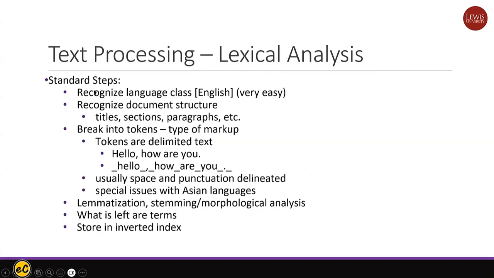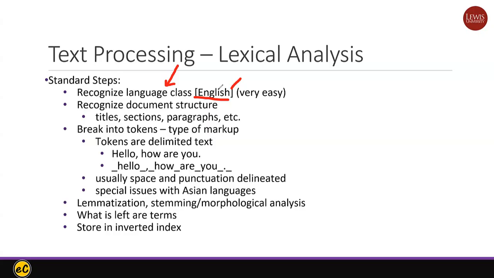Text processing for lexical analysis has standard steps. First you recognize the language class, whether it's Java, English, or C++. That's not hard to understand, because usually the language has some keywords. Then you analyze the document structure: the segments, the title, the paragraphs, the functions, the arrays.